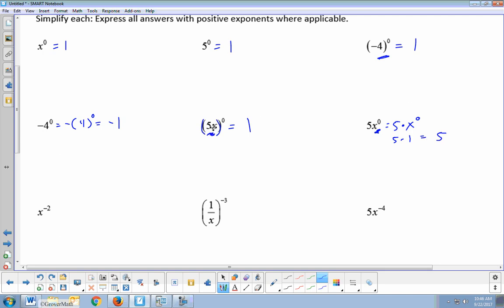This one does not equal 5, because 5 is also being raised to the 0. 5 to the 0 is 1. X to the 0 is 1. And together they multiply: 1 times 1 is 1. So if the whole thing is in parentheses to the 0, the whole thing is 1. But if only a piece is being raised to that 0, that piece becomes a 1 times its coefficient. All right, so that's zero exponents. Really just got to be careful with parentheses. Most of the time it's 1, but sometimes you'll see something like this where that piece is 1 times its coefficient.